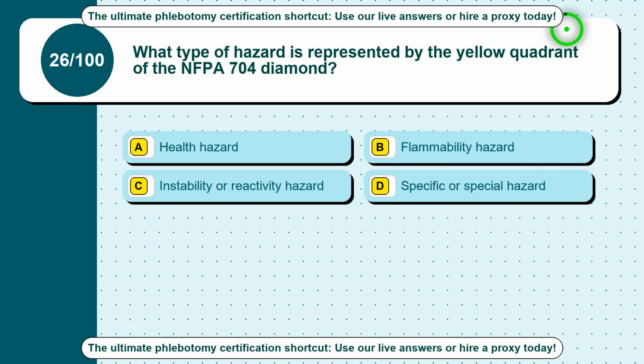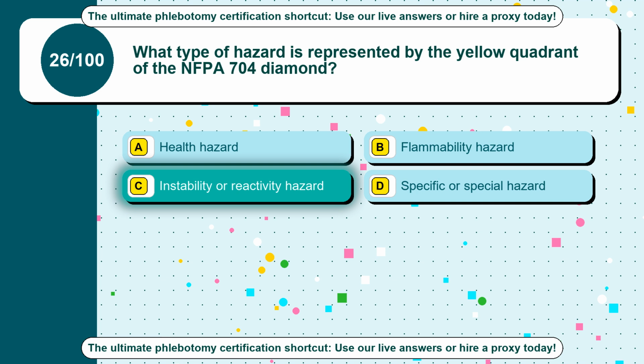Question 26. What type of hazard is represented by the yellow quadrant of the NFPA 704 diamond? Option A, health hazard. Option B, flammability hazard. Option C, instability or reactivity hazard. Option D, specific or special hazard. The correct answer is option C, instability or reactivity hazard.